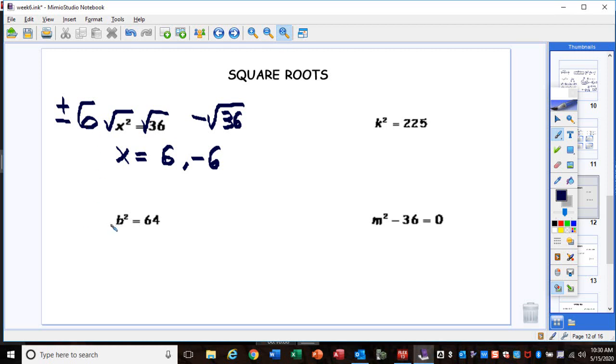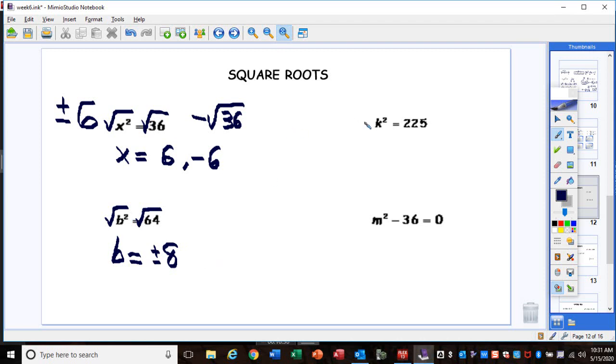Let's keep this ball rolling. Take the square root of both sides. This is probably the easiest and quickest way. So b, remember the square root of b squared is just b, is equal to the positive square root of 64, which is 8. Everybody knows that. But it's also equal to the negative square root of 64 because negative 8, when you square it, is also 64. So we can accept both answers, positive 8 and negative 8.